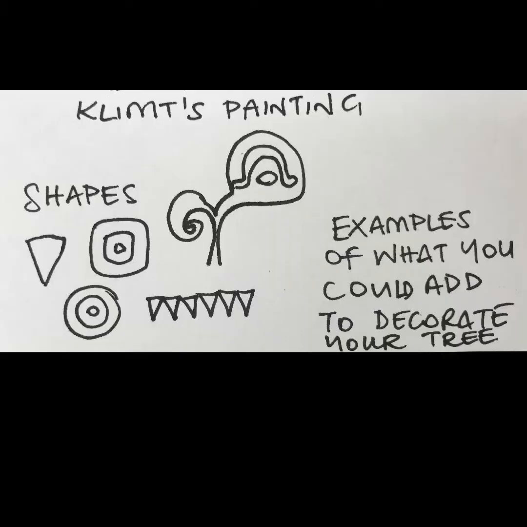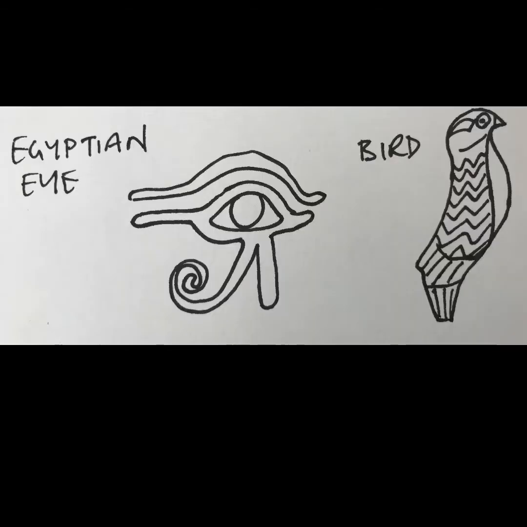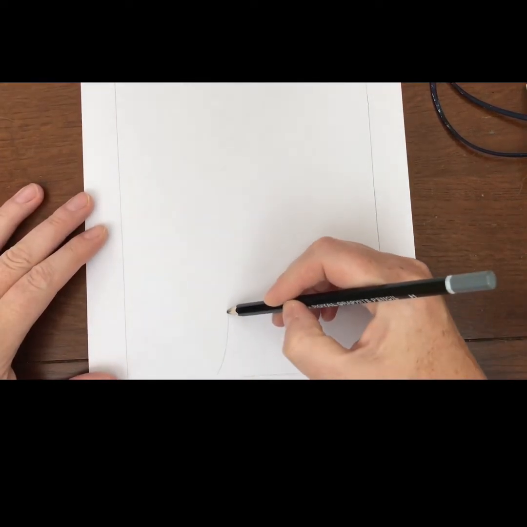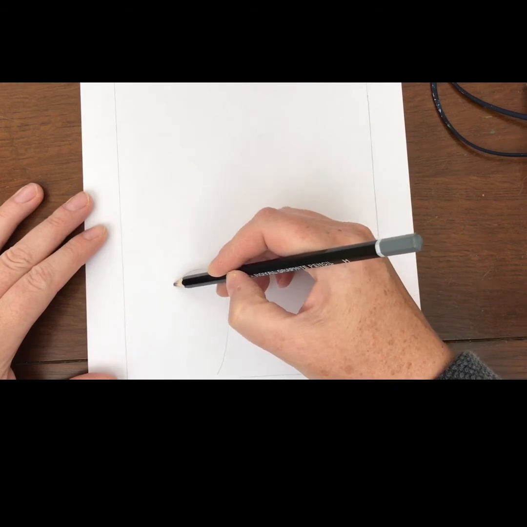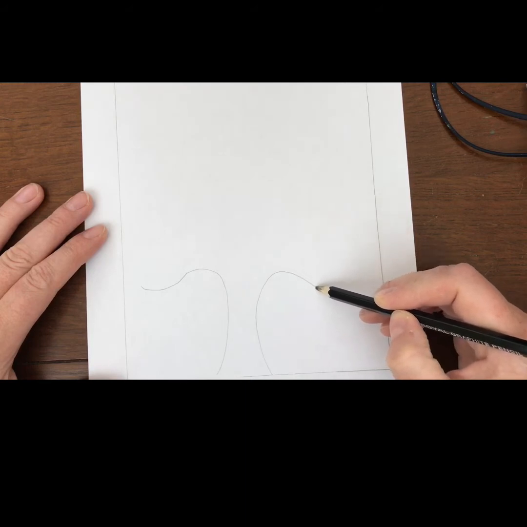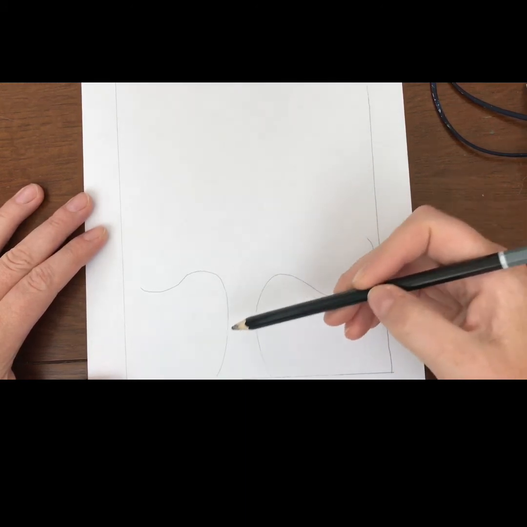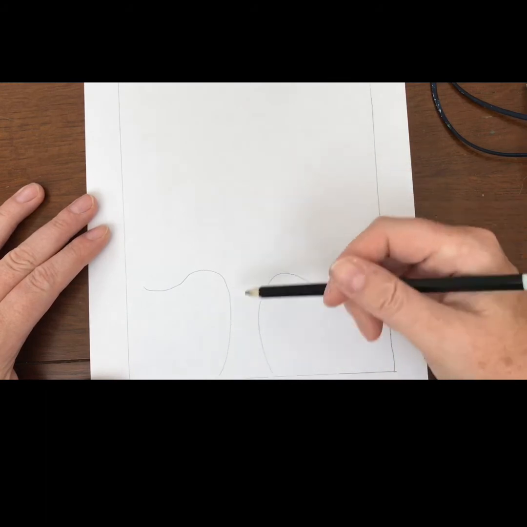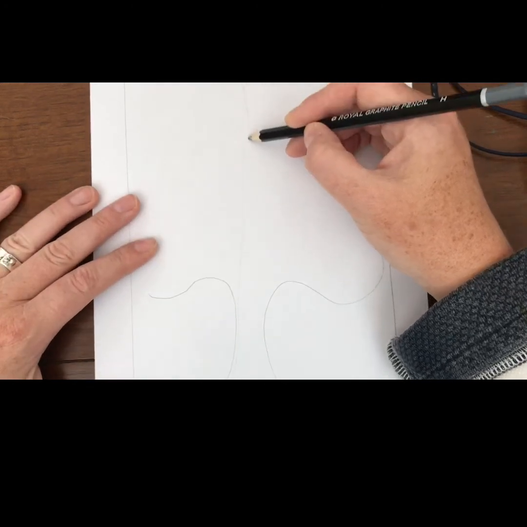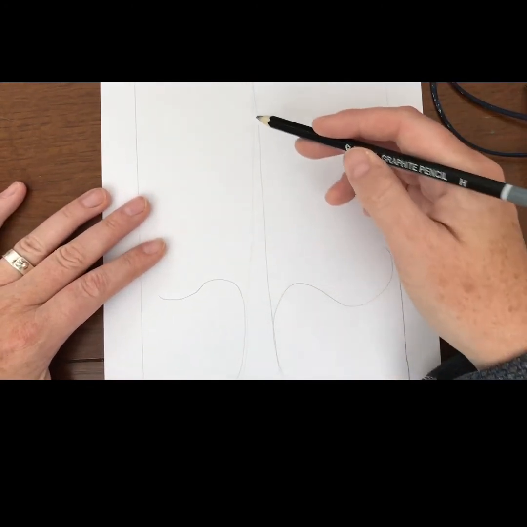These are the shapes within Klimt's painting, and you could use any of these to decorate your tree. Here I have drawn for you the Egyptian eye and a similar bird to the one that Klimt used within his tree. Here is my step-by-step demonstration. Drawing the trunk, going around to form the branches, so you know how high you would like to go with your tree, and drawing in the triangle to the top of the picture and back down to the bottom.